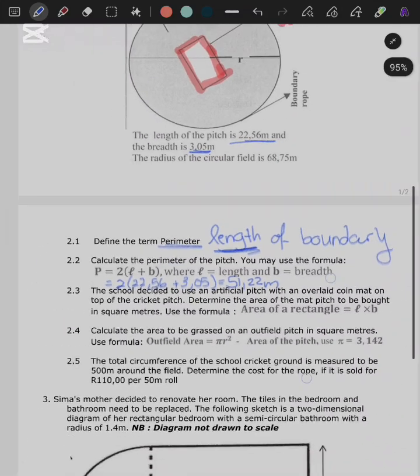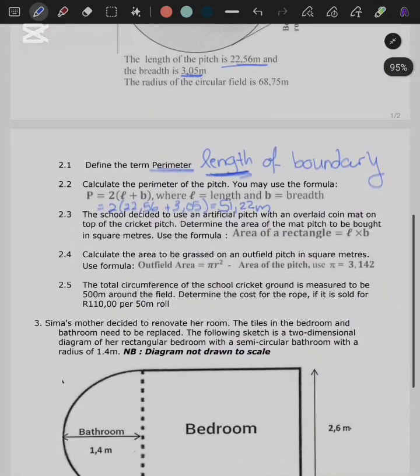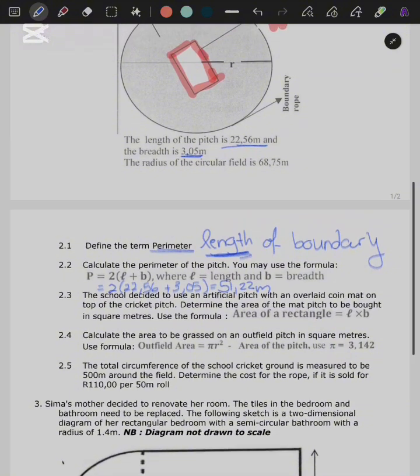Right, the next question asks us that the school decided to use an artificial pitch, which is an overlaid mat on top of the cricket pitch. They want to know the area of the mat pitch to be bought in square meters. So this is only dealing with the pitch. So again, we're only dealing with that rectangular section.